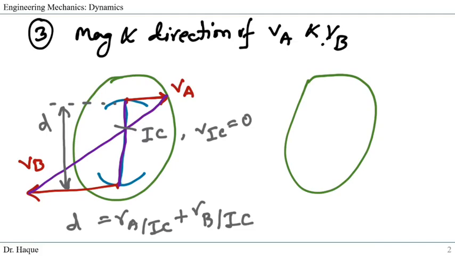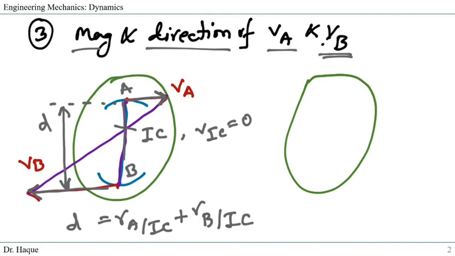So the third scenario is that we know the magnitude and direction of two velocities on the body at two points A and B. This can act in two different ways. In the first, the directions of the velocities are opposite. So here VA at point A is acting in this direction, and VB at point B is acting in the opposite direction. So we can find IC by proportional triangles.